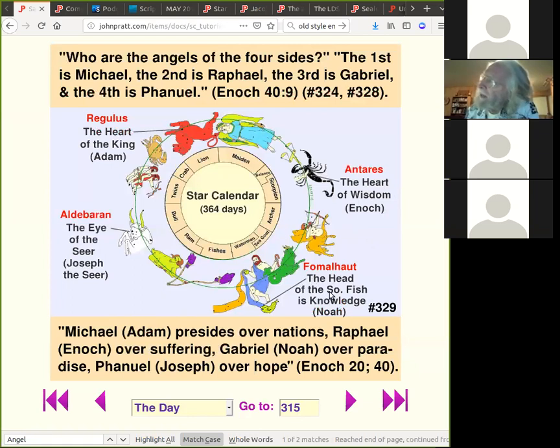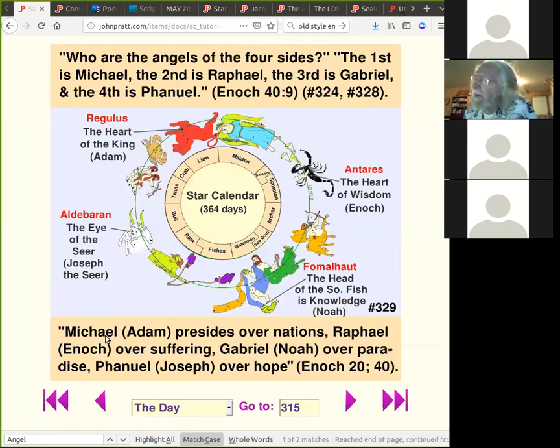The serpent is one of the wisest of all animals, it turns out, if you know what wisdom is. The head of the southern fish is knowledge. See, it's in the head. This time I got the fish in there. Because the star in the fish is the head, but it's also in the stream, but it's knowledge, and that's Noah. And then the fourth one is Aldebaran, the eye of the seer. I'm spending this much time on this because they really are the four big ones. And when I started, they were the only four that I knew for sure who they were. And I've only identified a few other men.